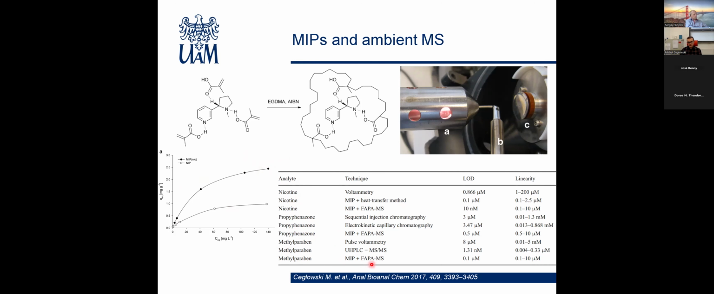So here are the data for our system, also the limits of detection and linearity ranges, and we compare them with other techniques. And actually we obtain better results than, for instance, voltammetry, and also chromatography systems. So we actually show that this system works nicely with nicotine, propylphenazone, methylparaben, various simple organic compounds.